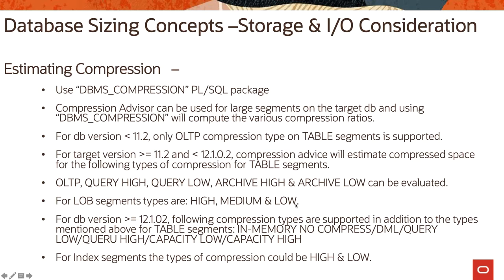For any database version greater than 12.1.0.2, there are some additional compression types like in-memory no compress, DML, query low, query high, capacity low, capacity high, etc., that are supported. For index segments, the types of compression could be high as well as low.